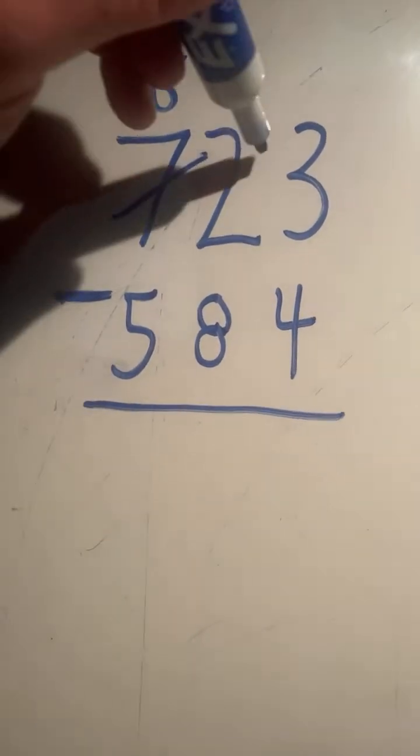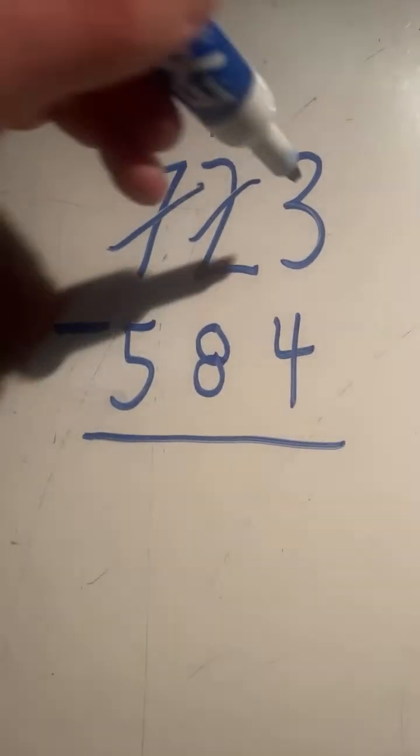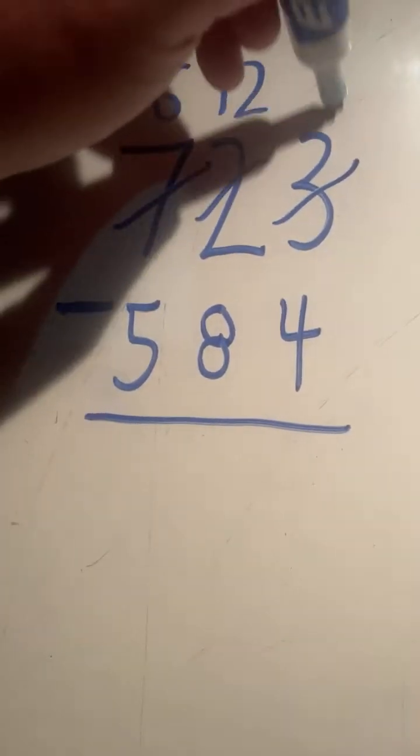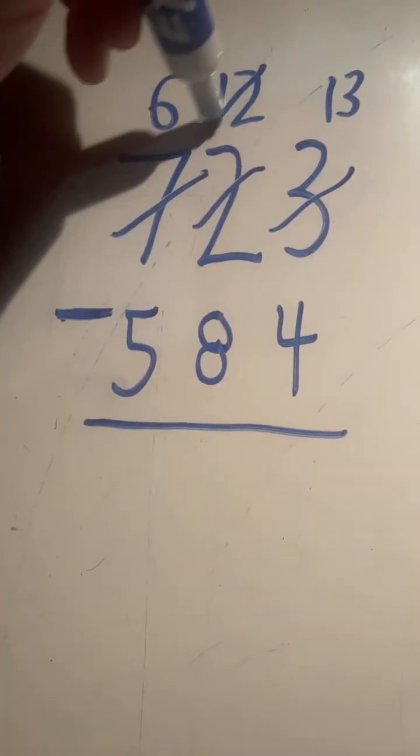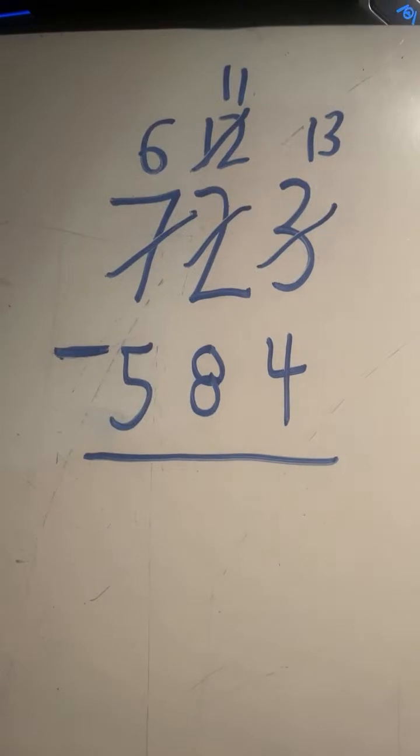7 is going to become a 6. The 2 is going to become a 12. Now we're going to add a 10 to the ones place. The 3 is going to become a 13. 12 is going to become an 11. And now we are ready to subtract.